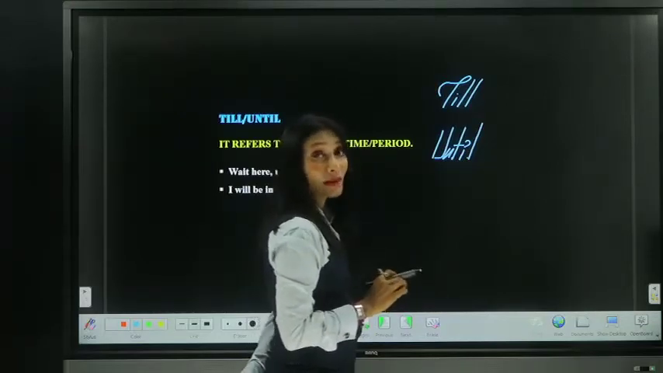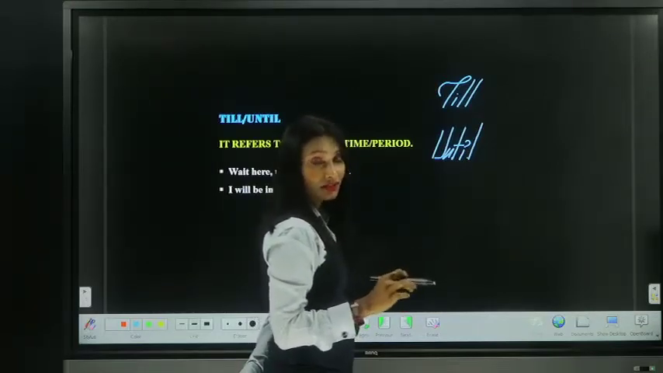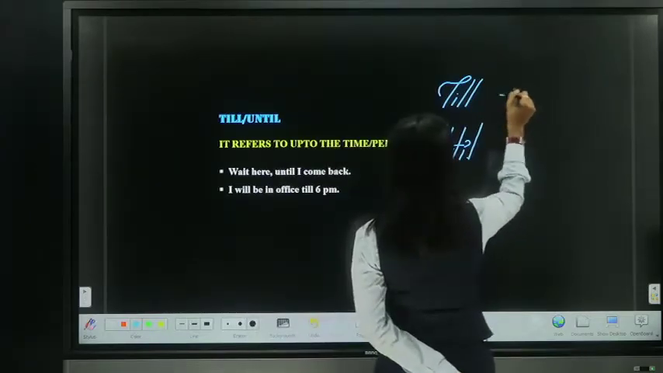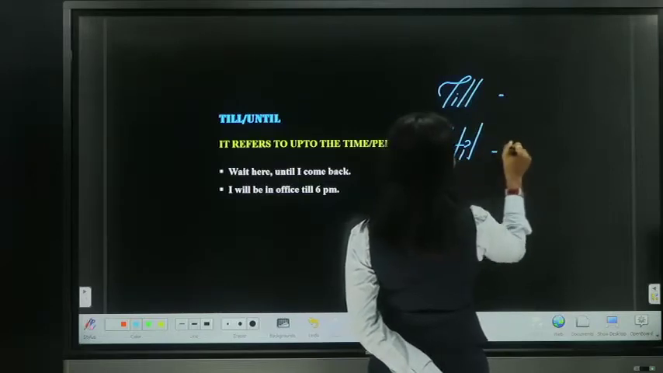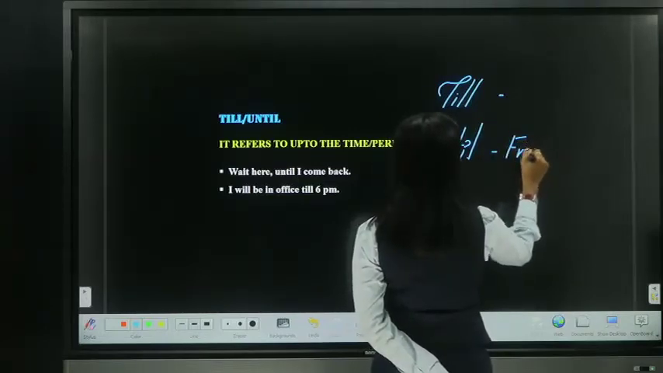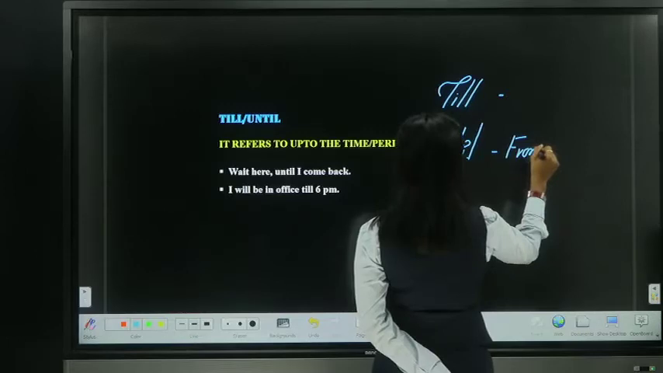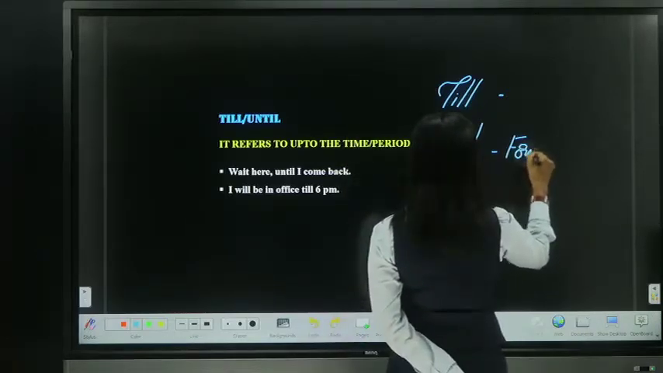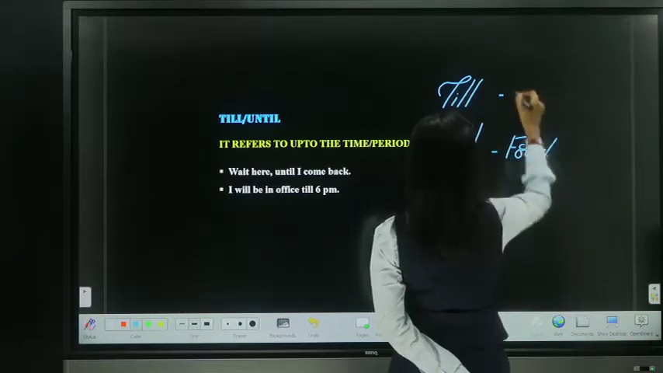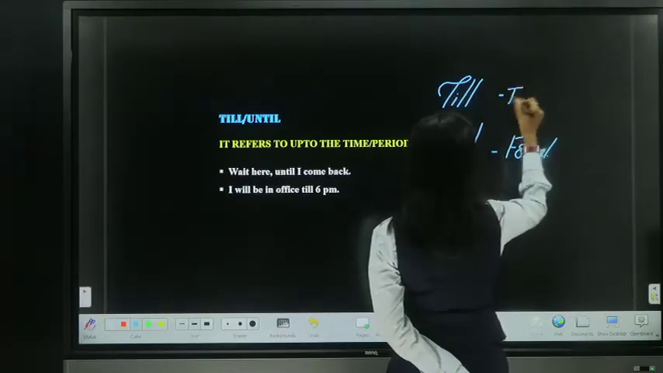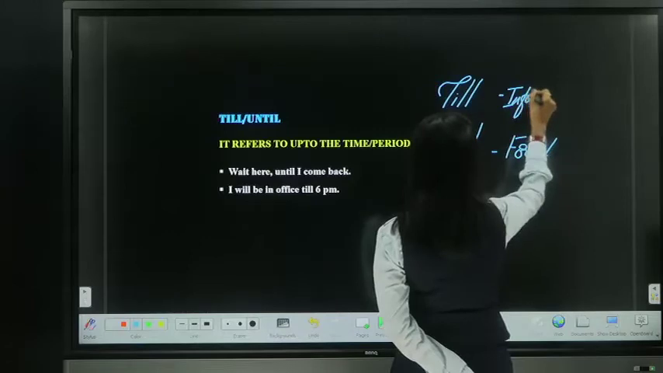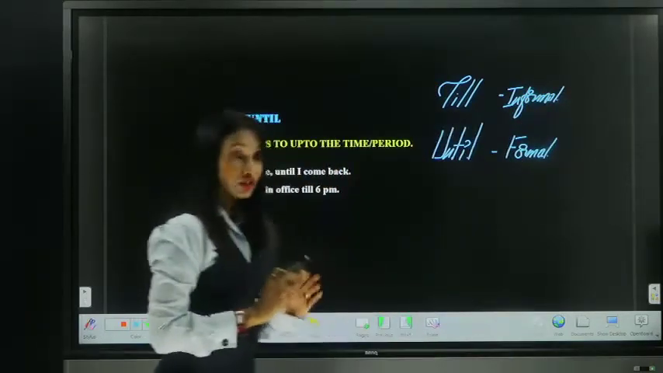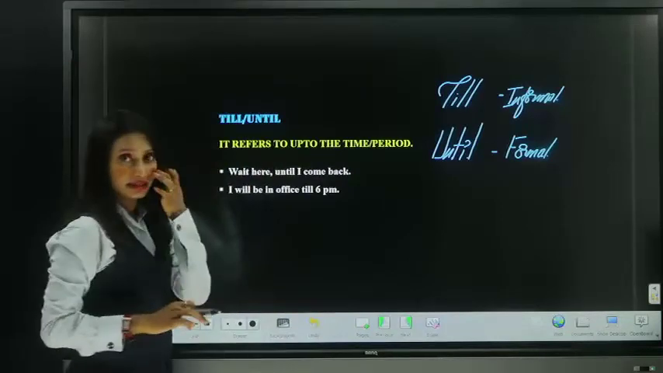Basically, there is not much difference. The difference, if there is any, is only this. That is, till is a less formal form of until. That means until is more formal. Until is more formal than till, and this is informal, or I can say less formal. So there is not much difference between till and until, to remember.